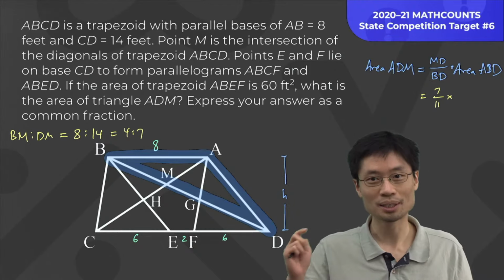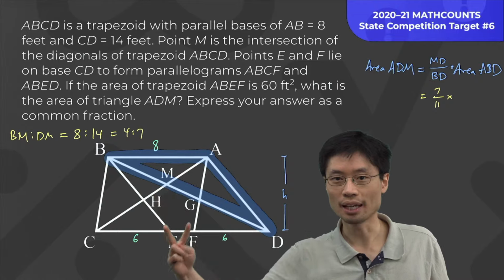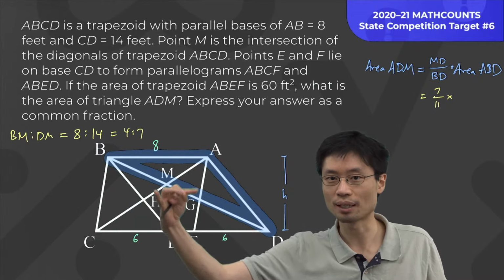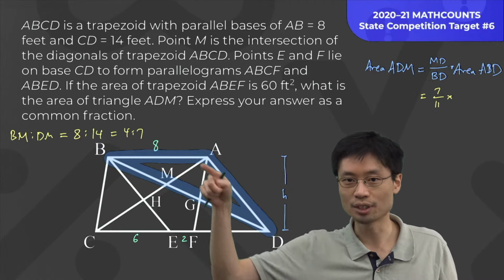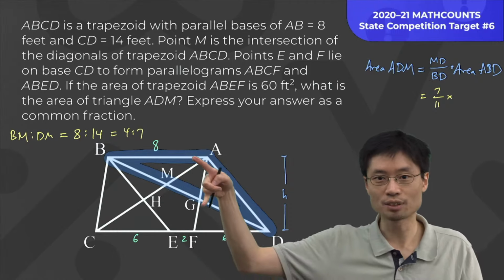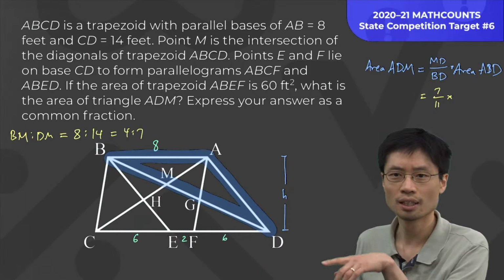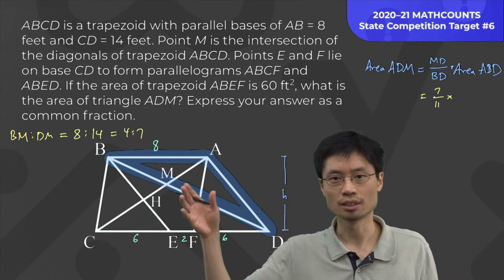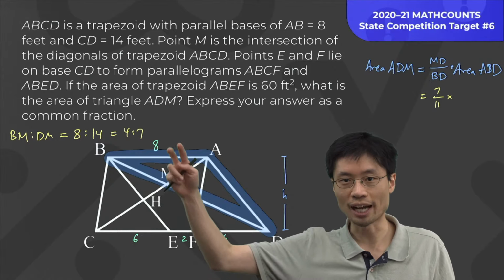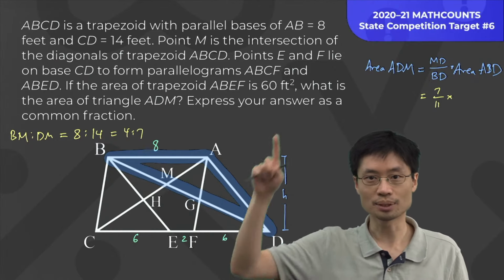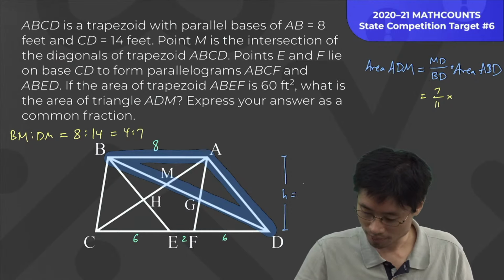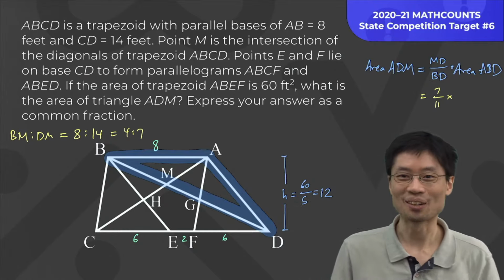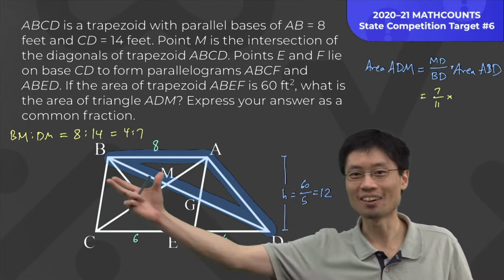Well, I know one piece of information. ABEF, this trapezoid, has a 60 square foot area. Now I know that the area is going to be the average of the bases times the height. The average of the bases, 8 and 2: 2 plus 8 is 10, so the average is 5. So that means that 5 times the height is equal to 60. Therefore, the height is 60 over 5, which is 12.